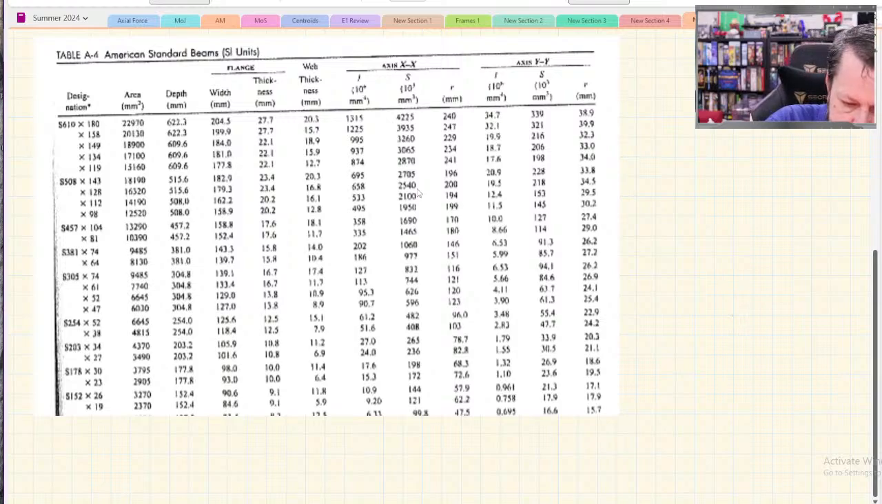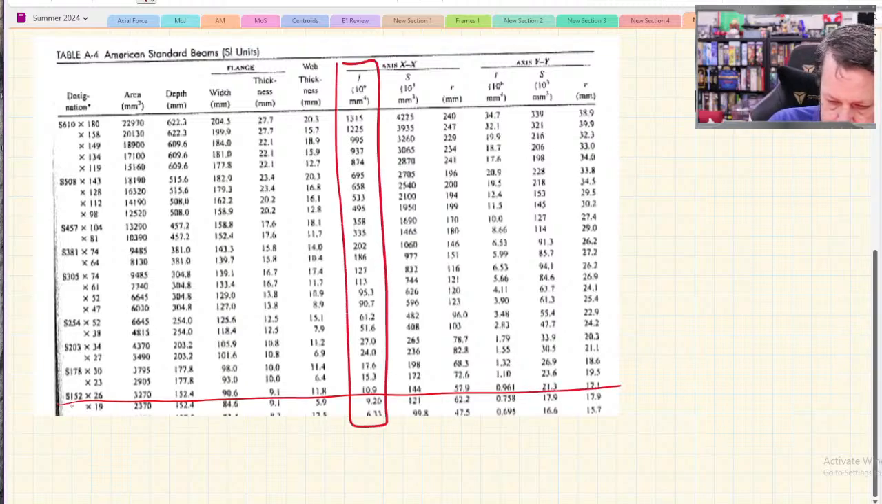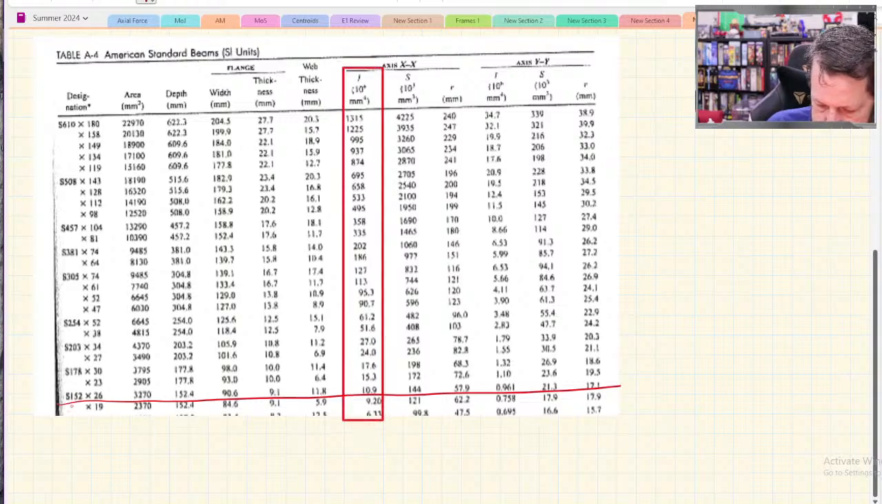So that is, where are we at? 152. It's at the very bottom here. So this row, and we need the XX, so this column, which is that number right there. So we need 10.9 times 10 to the 6th millimeters to the 4th for the moment of inertia. So we got that.